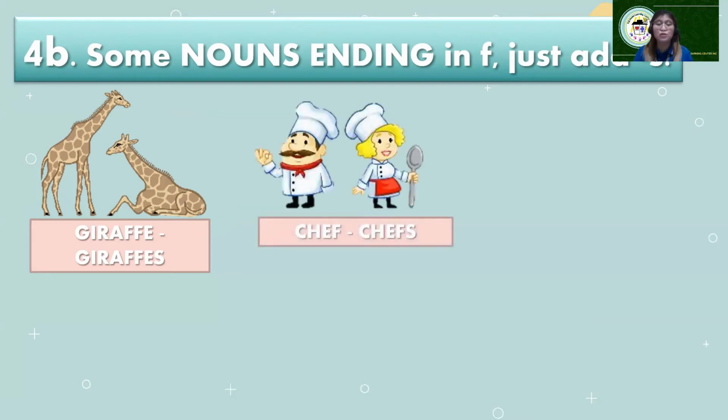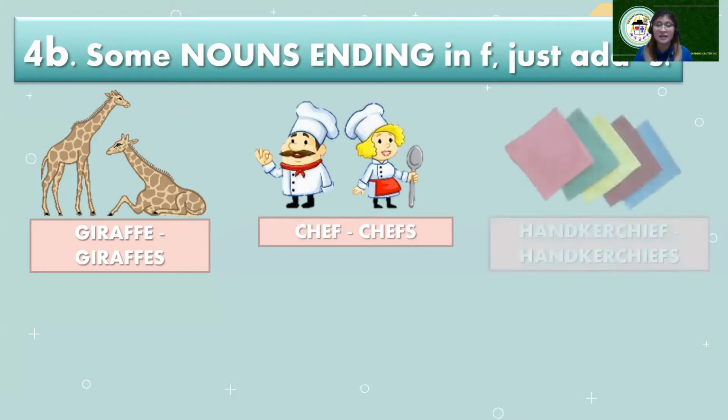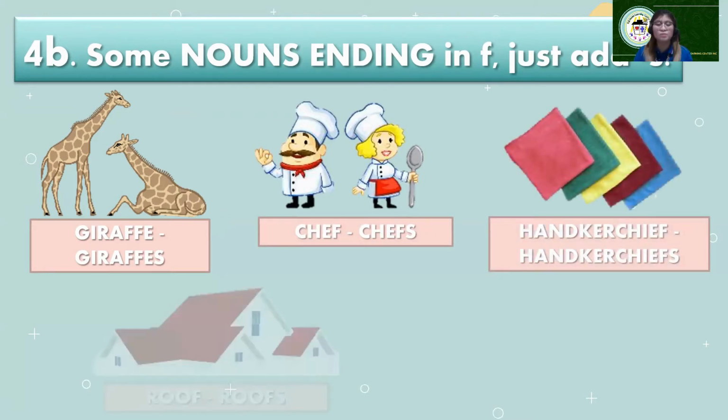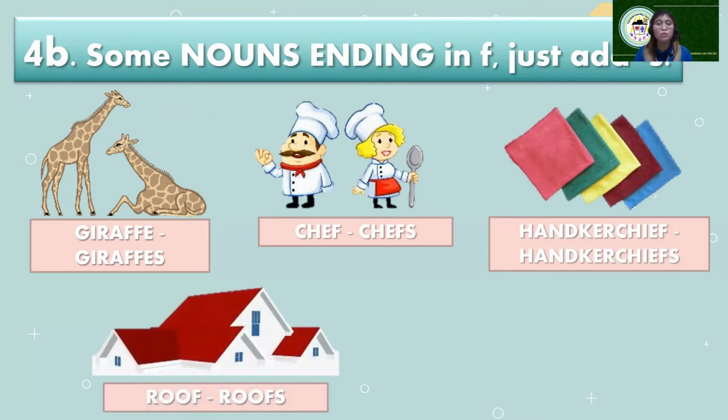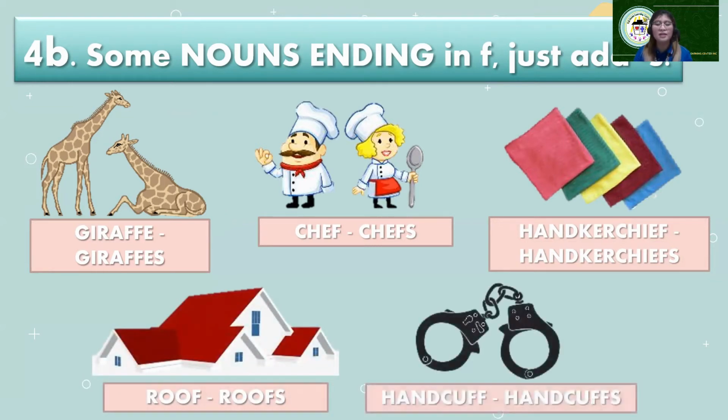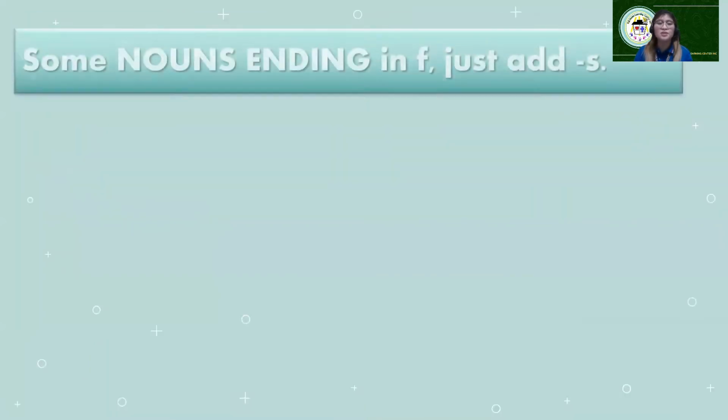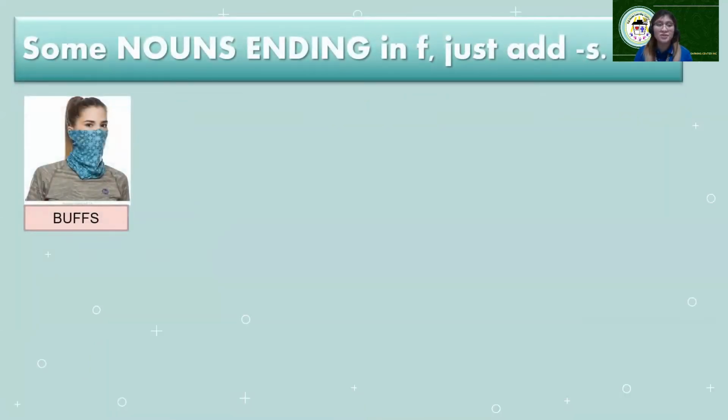Next, chef to chefs, not chelves. Next, handkerchief to handkerchiefs, just simply add S. Roof to roofs, not rooves. And handcuff to handcuffs, just simply add S. Some other examples are buffs. So we can see this as an alternative for your mask, especially for motorcycle riders.